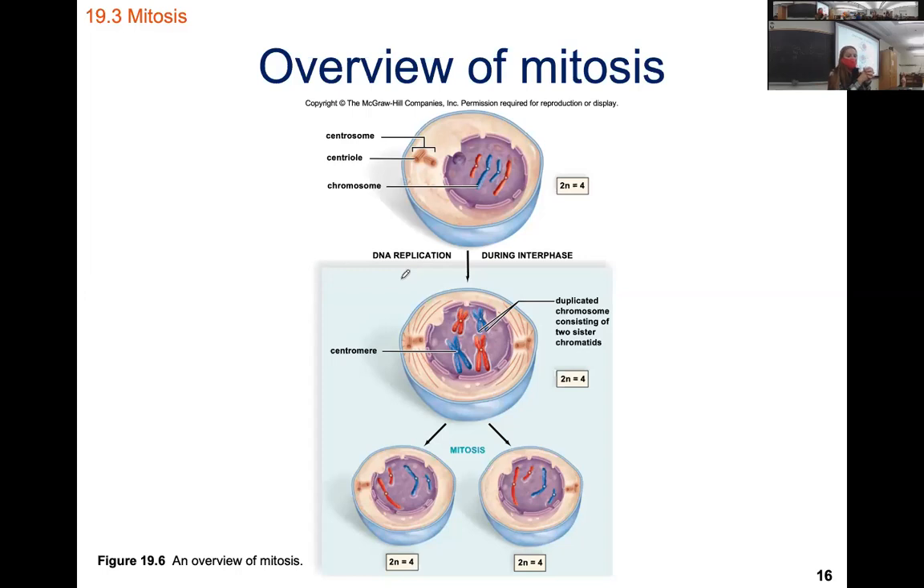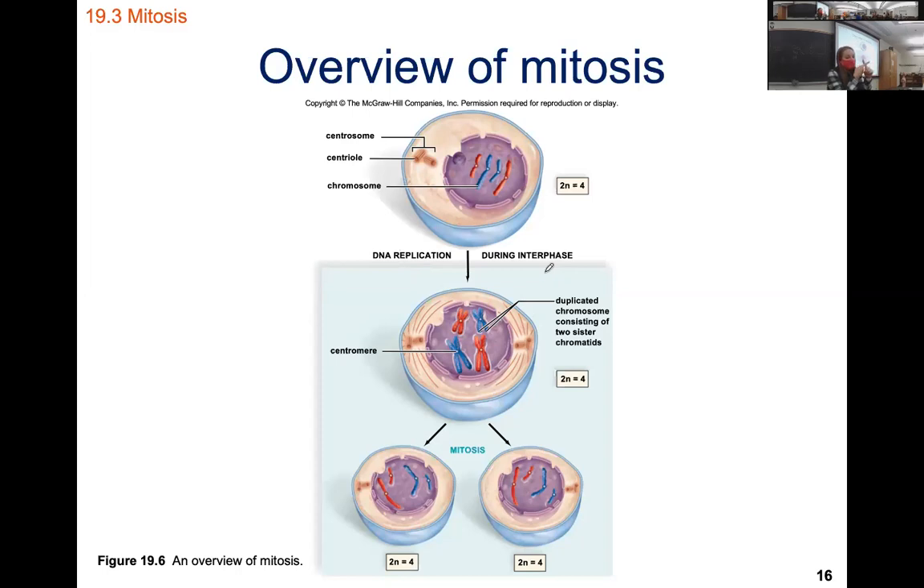So the first step is DNA replication during interphase. We want to make an exact copy of DNA, so this new cell that we're making is exactly the same. It is a duplicated chromosome consisting of 2 sister chromatids. Right? Remember what a sister chromatid is? It's the X, it's each part of that X.